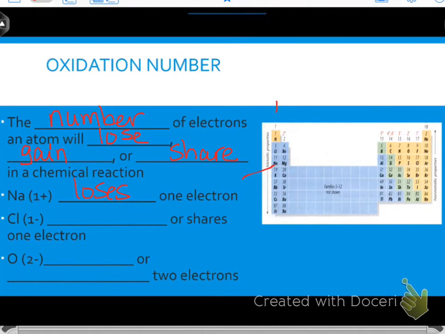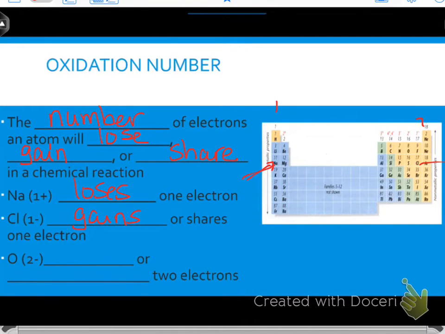Whereas chlorine, remember, is right here, and that has 7 valence electrons, and so it wants to gain 1, right? It wants to gain or share 1. And we've used that example before. Sodium chloride is salt, and they join together to make a brand new compound. And sodium will lose it, and chlorine will gain it.